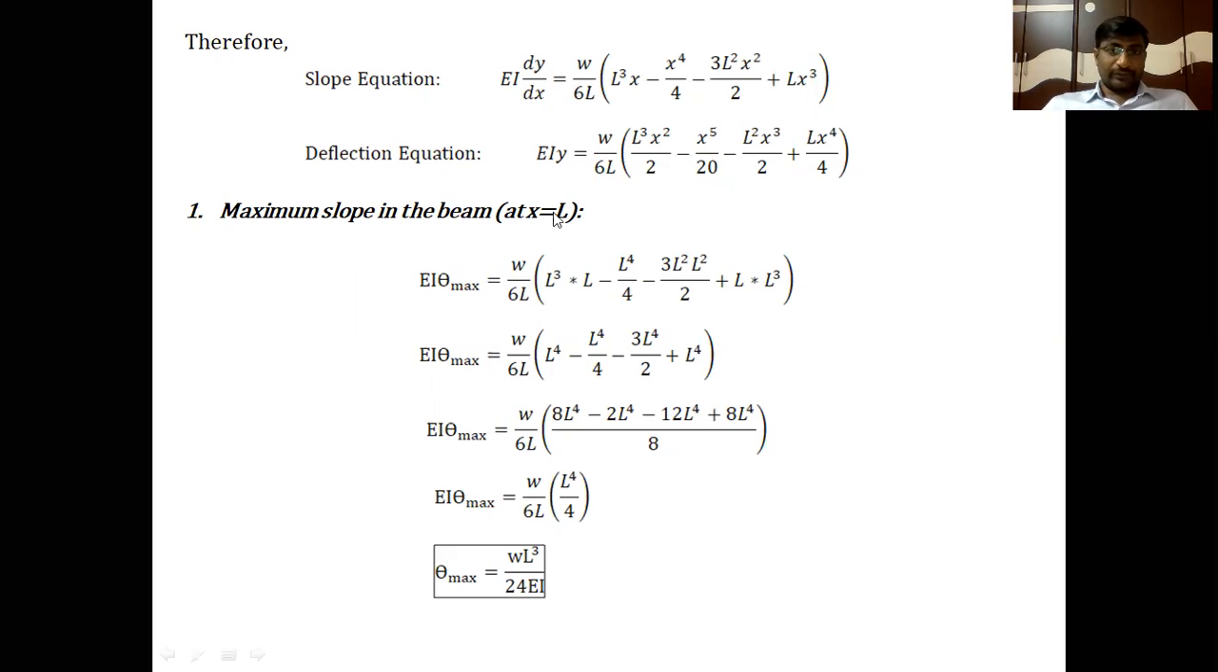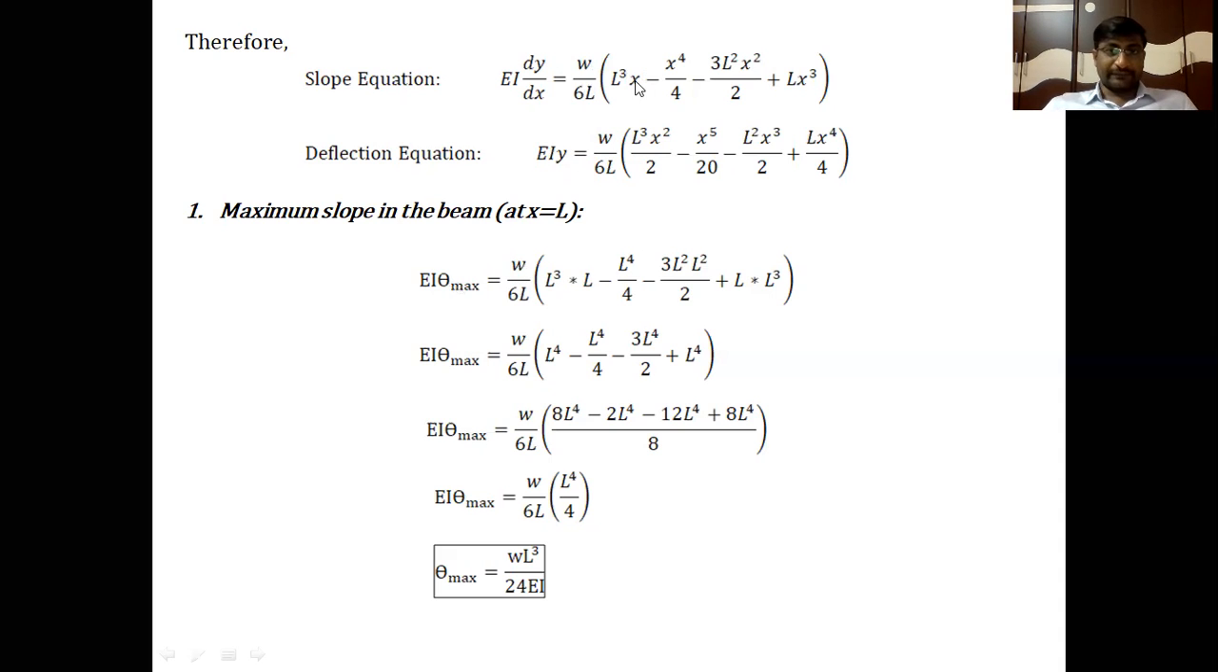So upon substitution of L value in place of x in the slope equation, EI dy by dx, we are going to find the maximum dy by dx. Maximum dy by dx is also represented as maximum theta. So EI into theta maximum is equal to W by 6L.